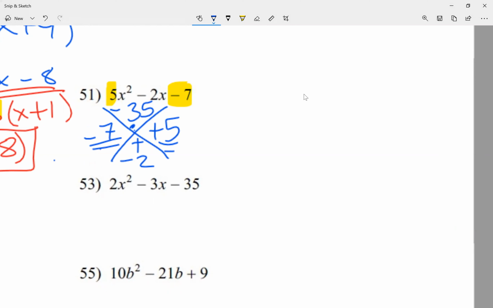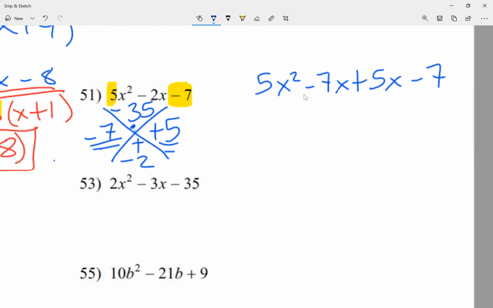So let me rewrite this as 5x squared minus 7x plus 5x minus 7. I just rewrote my question, but my negative 2, I split it as a negative 7 plus 5, just because I wanted 4 terms. Then I look at my first 2 terms. Numbers-wise, 5 and 7, nothing I can do. But I can at least factor out an x. So it's going to give me 5x minus 7.